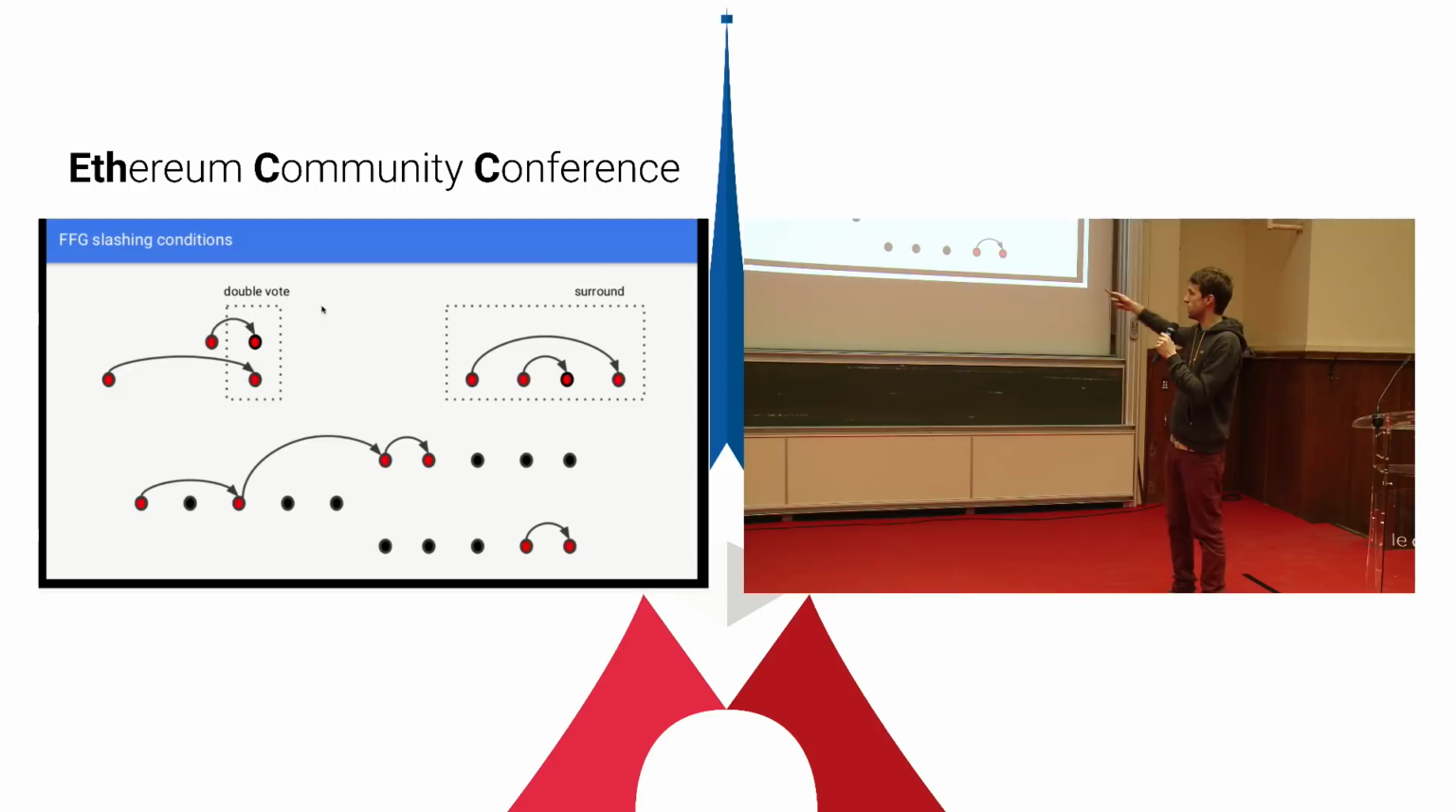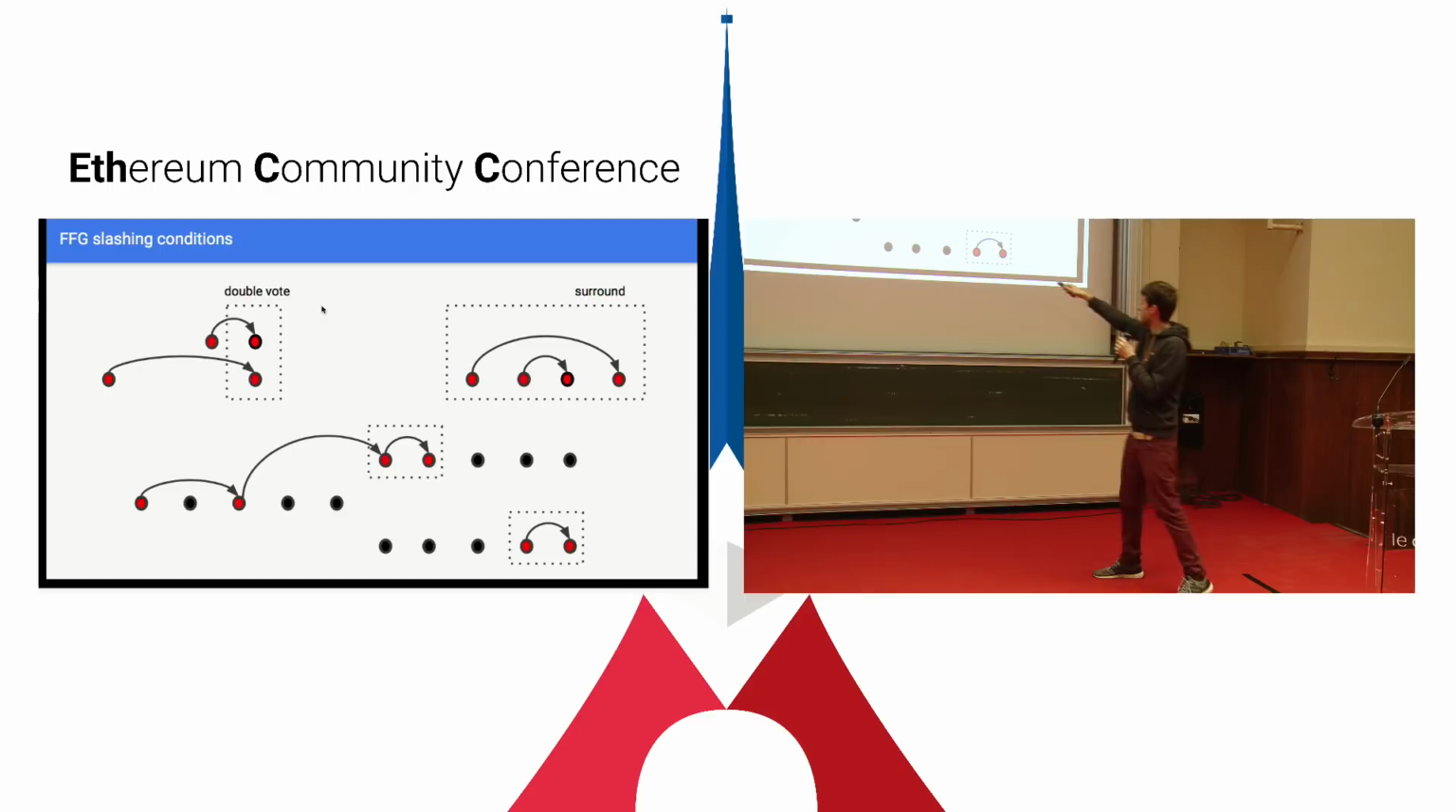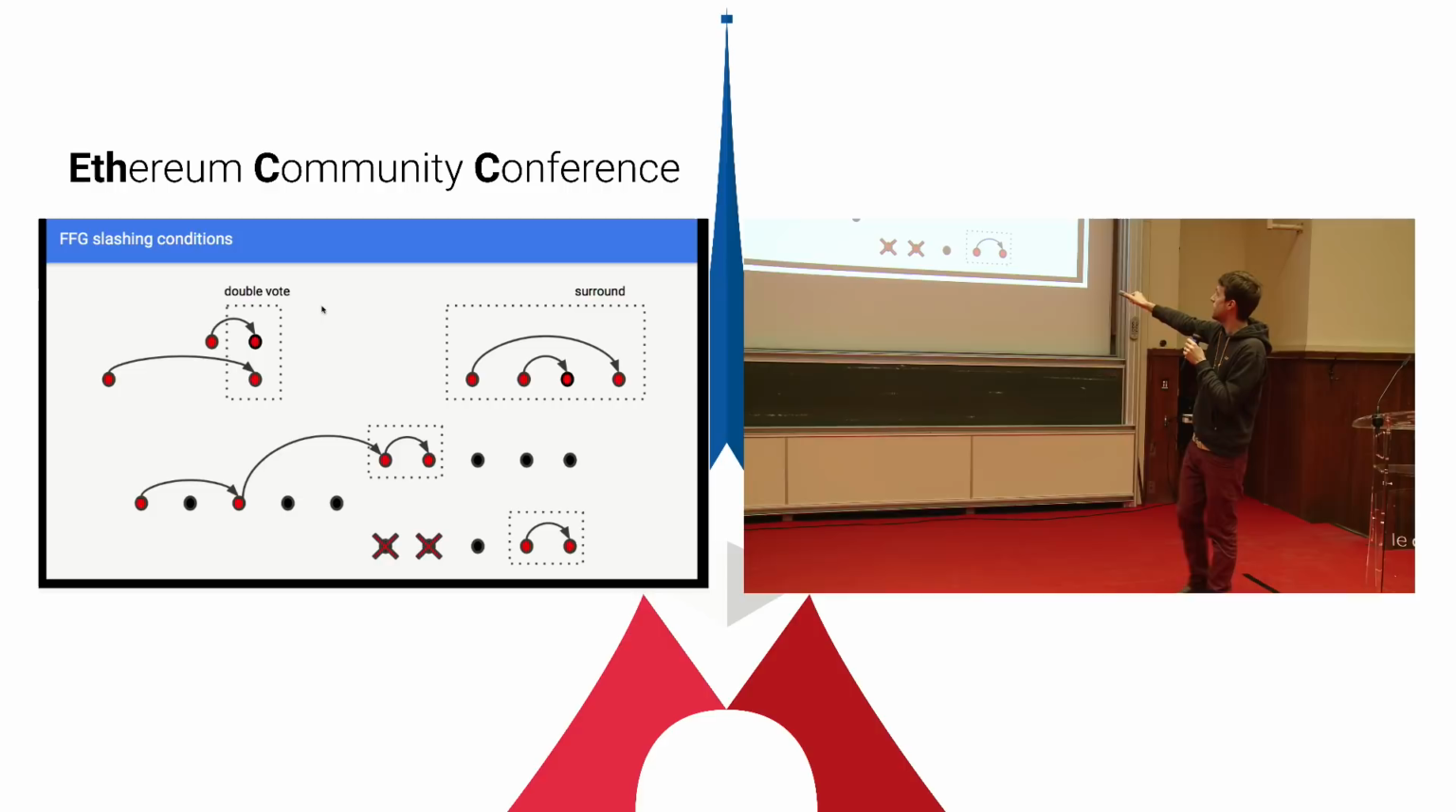What does safety mean? It means that if there's a fork, see here there's a fork, and you have two finalized checkpoints, like this one and this one, because they satisfy the finality pattern. Well, because of the no double vote, you can't have the target be any of these two crossed out checkpoints. And because of the no surround, you cannot have this surrounding thing, because that would surround the finality pattern on top. And so there's no way that you can connect the dots, and so you have at least one third of the validators that get slashed.